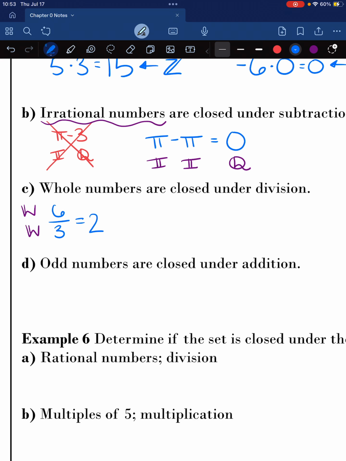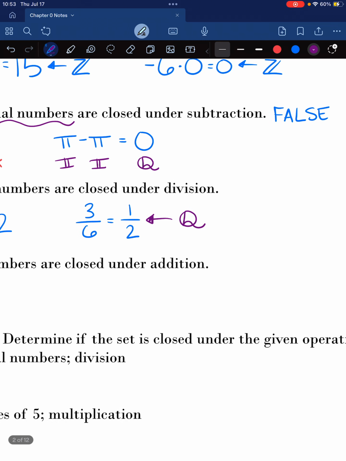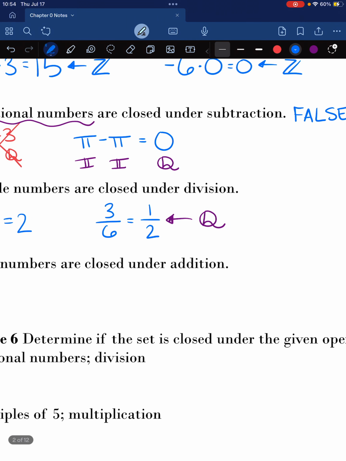Instead of 6 divided by 3, what if I did 3 divided by 6? 3 divided by 6 simplifies to 1/2, but 1/2 is not a whole number. It's a rational number that is not whole. Okay? So we are going to say that whole numbers are not closed under division. That is a false statement.